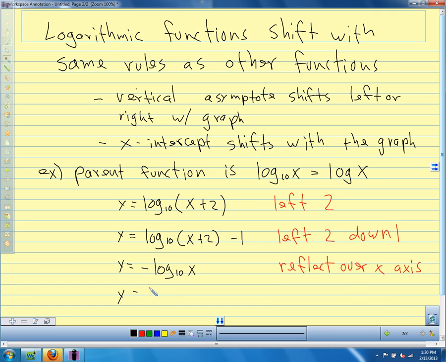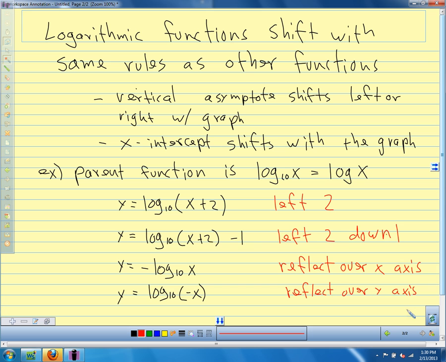And then how about y equals log base 10 of negative x? That one's going to reflect over the y-axis. And our asymptote would reflect, and our intercept would reflect just like the graph does. So the same rules that we've been using before to shift logarithmic functions.